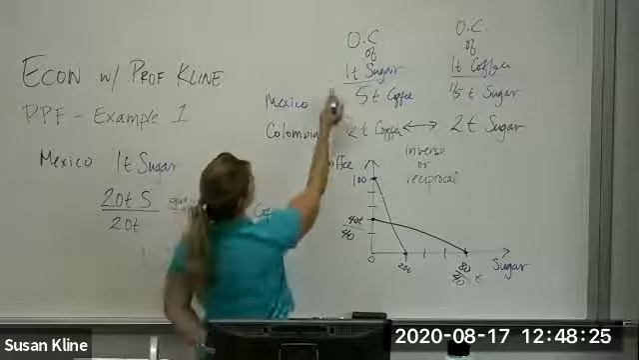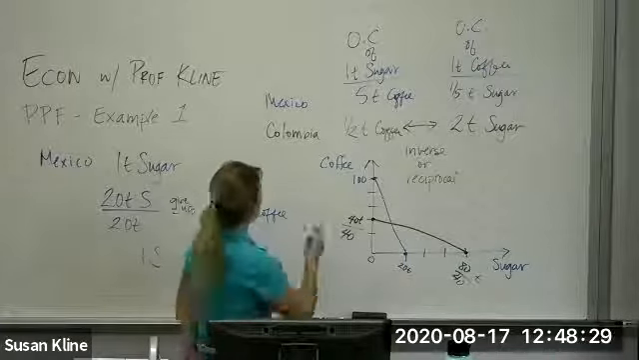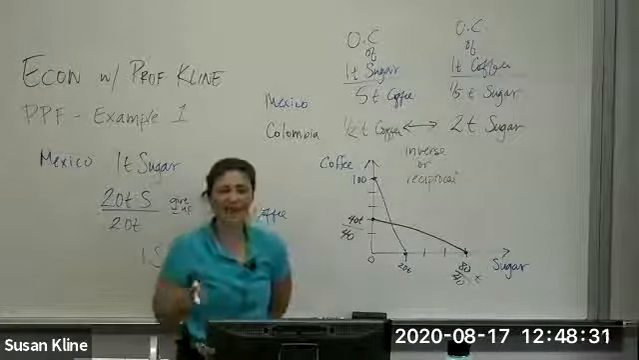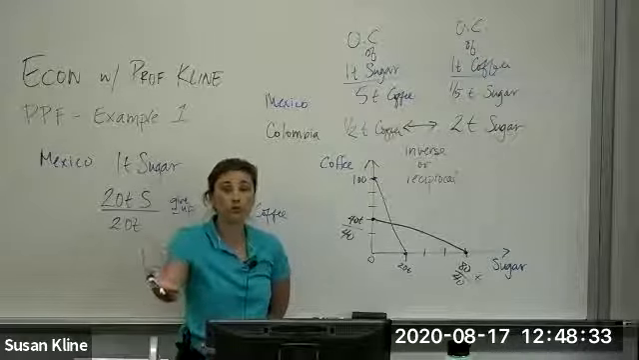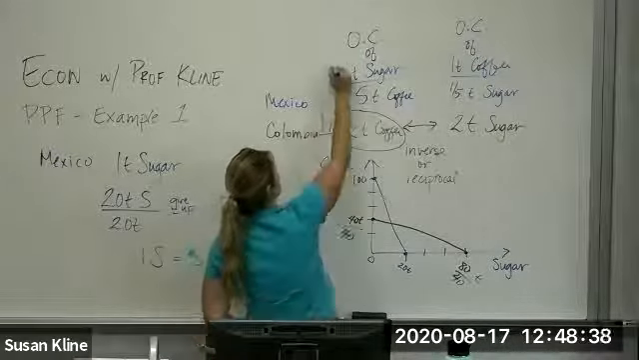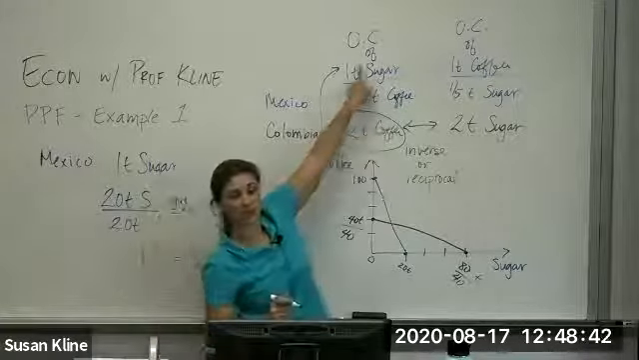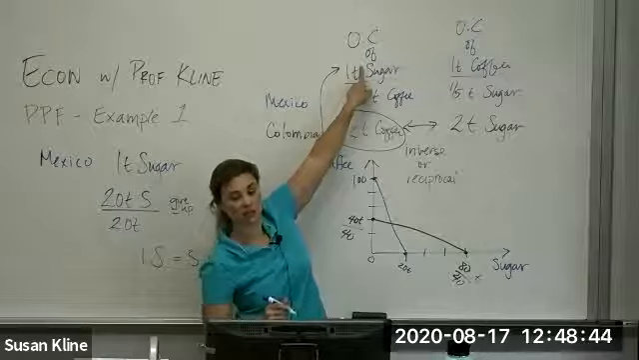So when we look at sugar, Mexico gives up 5 tons of coffee to produce 1 ton of sugar. Colombia, however, only gives up 1/2 a ton of coffee. So who should produce sugar? It's whoever gives up the least. So Colombia, this is why I do it this way, this is the smaller number. It tells me that this is the activity that they should specialize in.